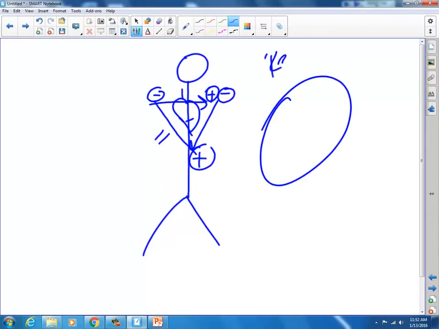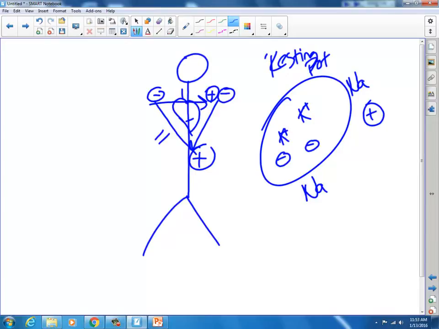Resting potential. Somebody come up here. Don't be afraid. Somebody come up here and show me right up here where the positive and the negative charge is. Let's give this guy a hand. Good job for keeping class rolling. All right, in my resting potential. There you go. That's good enough. All right, yep, we got it.